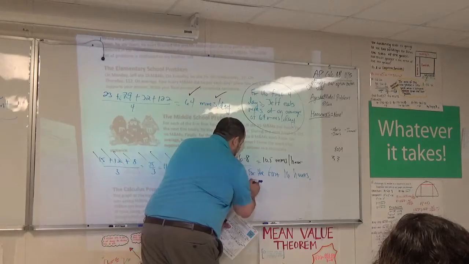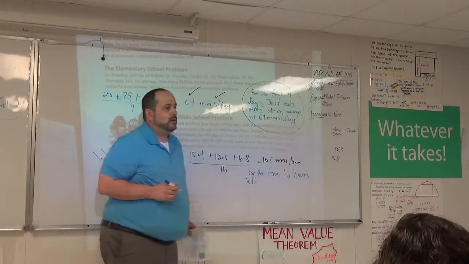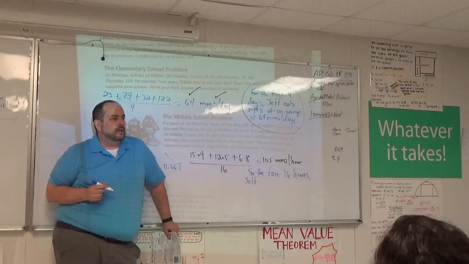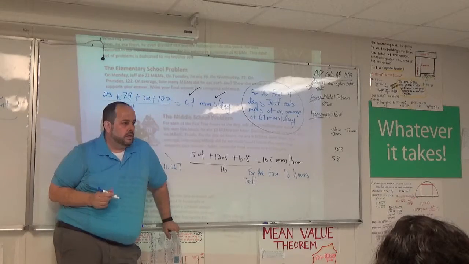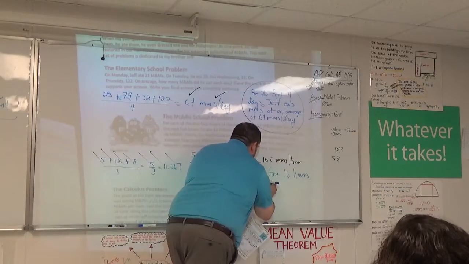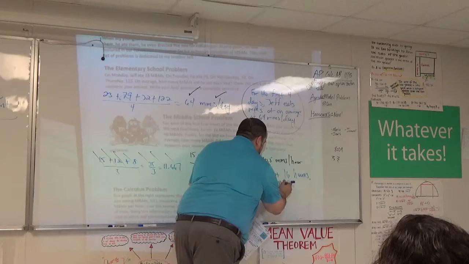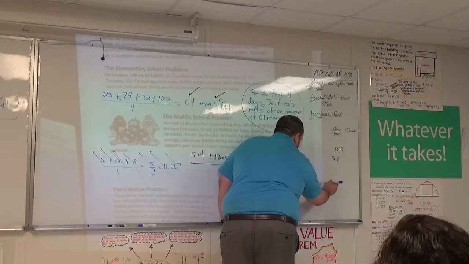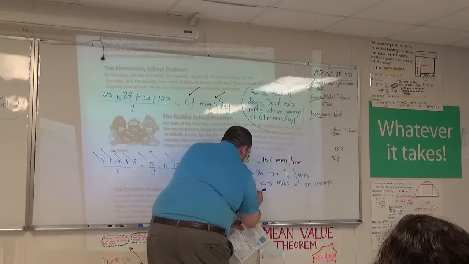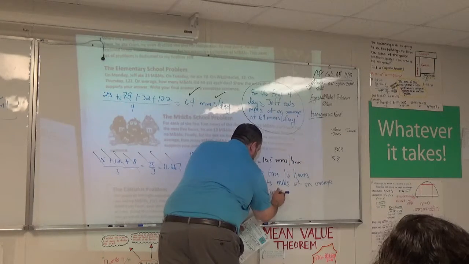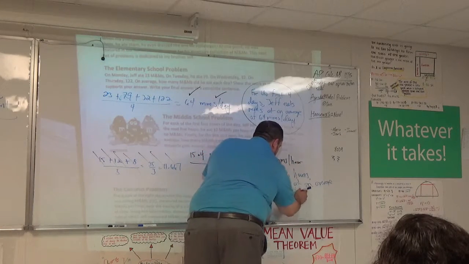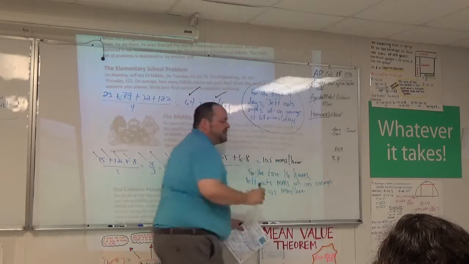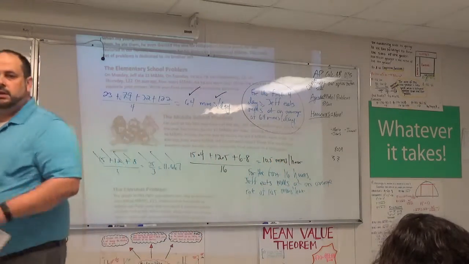How about Jeff? Jeff eats 10.5 M&Ms per hour. So I want to say Jeff eats M&Ms at an average rate of 10.5 M&Ms. Okay, all the side conversations are driving me nuts right now.